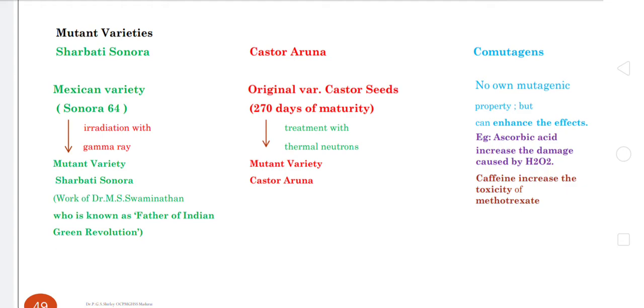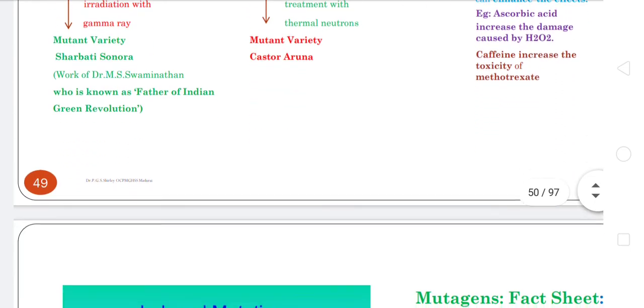And what are co-mutagens? Co means in addition. A compound which does not have mutagenic property itself, but can be joined with some other compounds, shows the effects of mutation. These are called co-mutagens. For example, ascorbic acid can increase the damage caused by hydrogen peroxide. Similarly, in coffee we can see the toxic substance caffeine, which can increase the toxicity of methotrexate. So caffeine increases the toxicity of methotrexate.